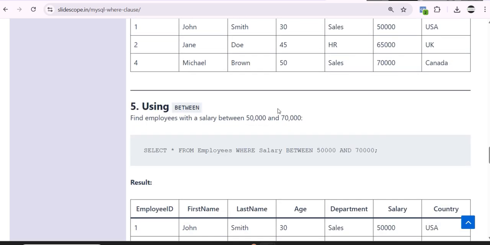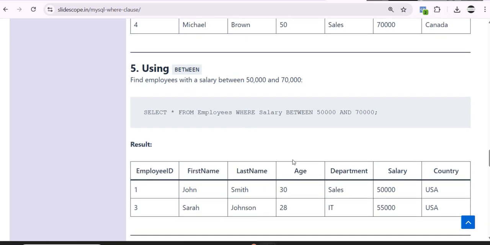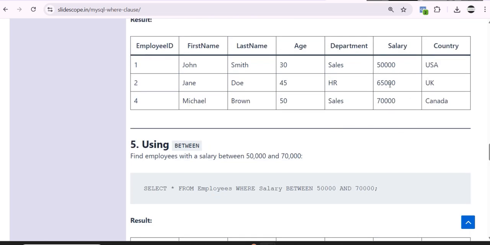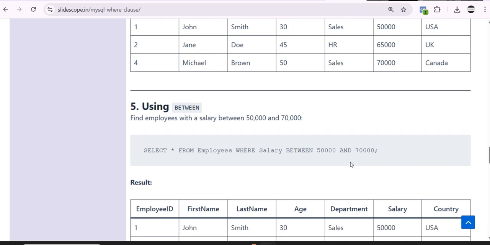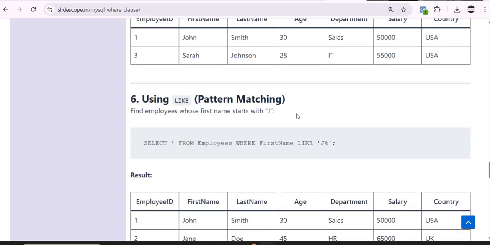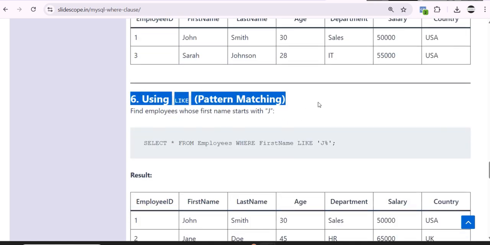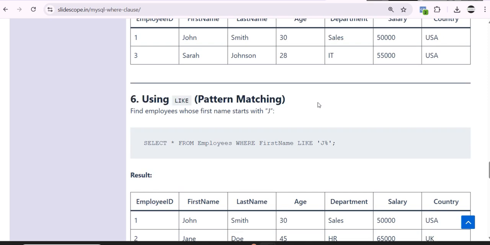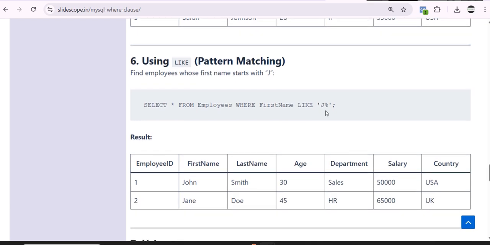Now in this class, I also want to explain the use of between. For example, these employees have salaries like 50,000, 65,000, 70,000, and if you want to find those employees who have salary within a particular range, you can use this between operator. Now today we are going to discuss the like operator, which is used for pattern matching. So this is going to be our topic.